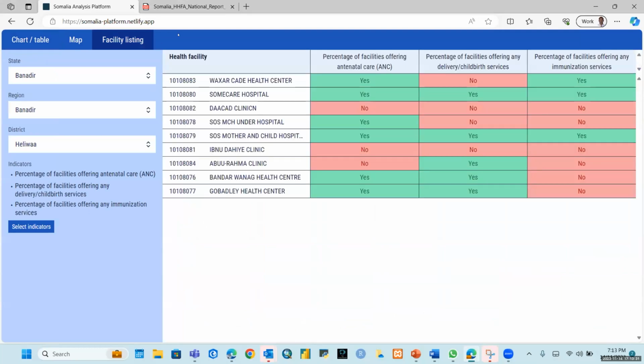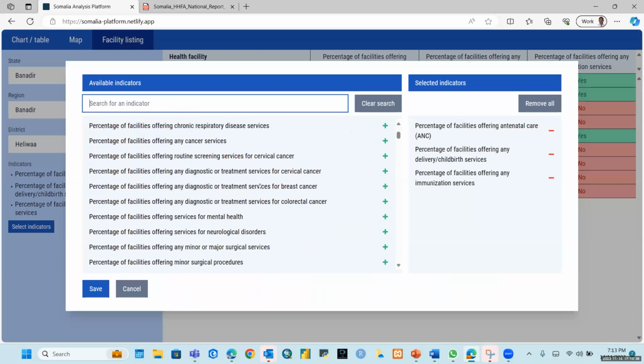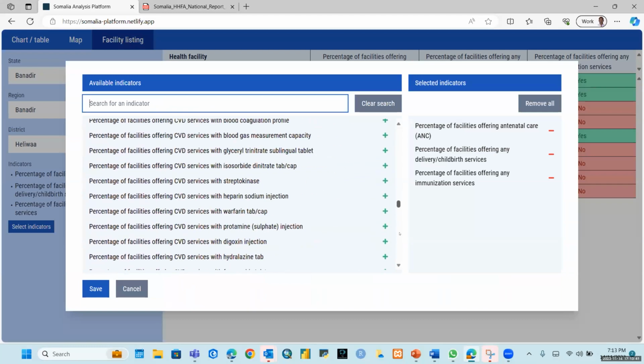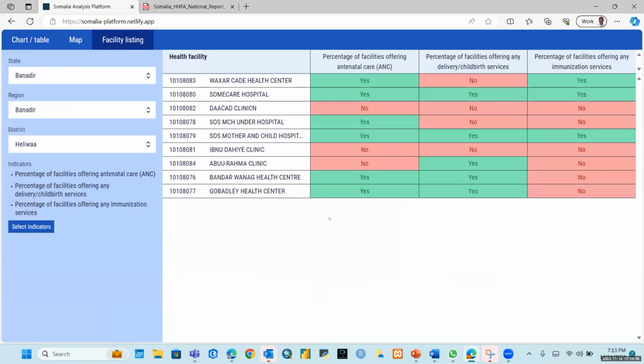So as we have promised to the health facilities, they can select their health facility name. They can select indicators from here. All indicators in the list are already here, and they can generate whether that specific health facility is providing that specific service or not. So we can add more indicators, and this will help not only the health facility, but also the partners can easily check the service, and they can support that health facility.